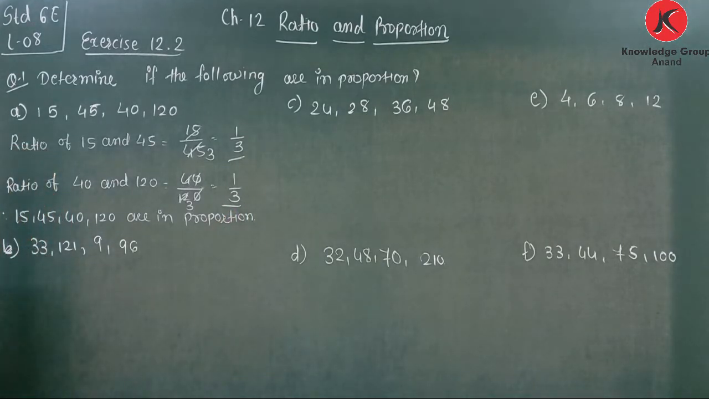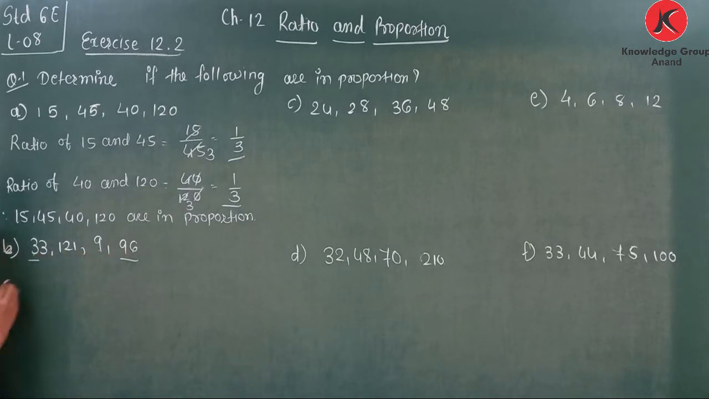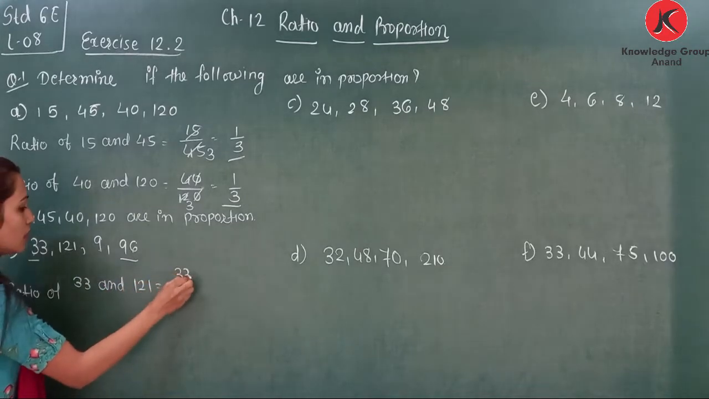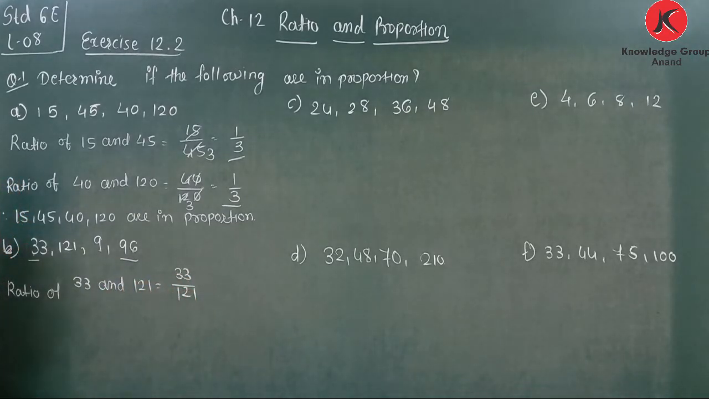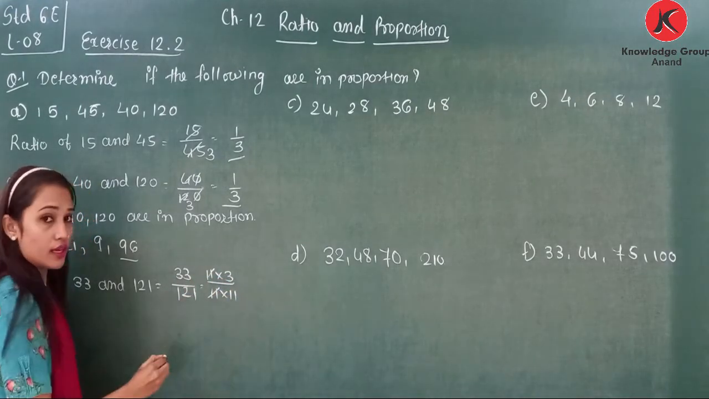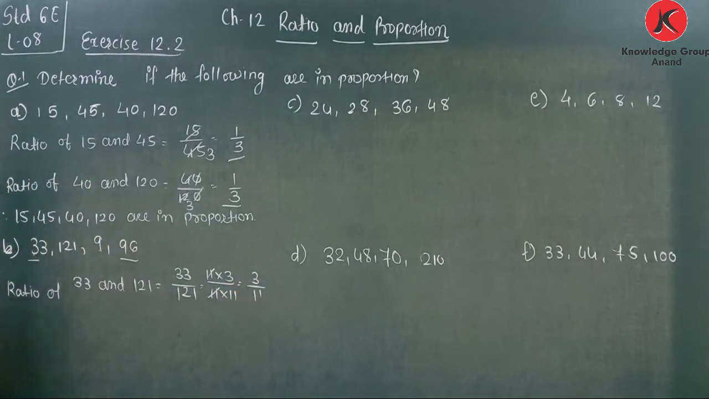Next one, 33, 121, 9 and 96. Here we can take the multiplication of 33 and 96 and check it against the multiplication of 121 with 9, or you can write the ratio of 33 and 121 and the ratio of 9 and 96. So let's find the ratio of 33 and 121. It is 33 divided by 121. Now find the common factor. 11 threes are 33 and 11 elevens are 121. 11 cancels. So it is 3 by 11. That is the ratio of 33 and 121.